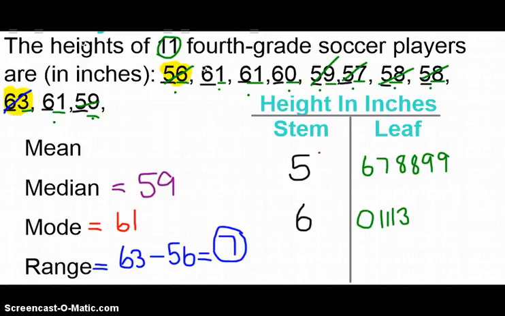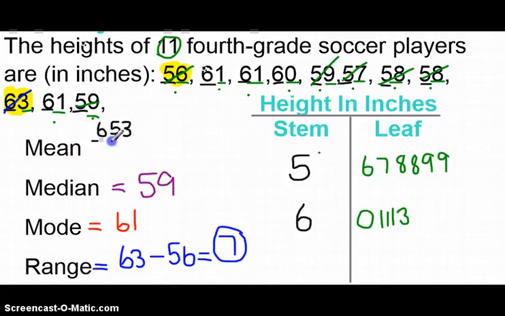Lastly, we are going to solve the mean, which is another word for the average. The average is when you take all of the numbers in your data set, so 56, 61, 61, 60, 59, 57, 58, 58, 63, 61, and 59. You take them all up and add them. When you add it, you're going to get 653.